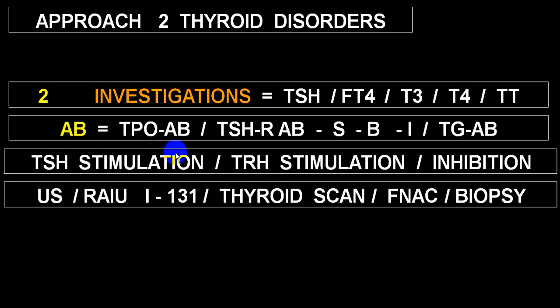In case of a nodule or in case of a goiter, which can be grade 0, grade 1, or even grade 2: ultrasound, radioactive iodine uptake by I-131, or technetium, with which we do a thyroid scan and find out whether it is a hot nodule, cold nodule, or regular, normal uptake. And then you can go for FNAC or biopsy.